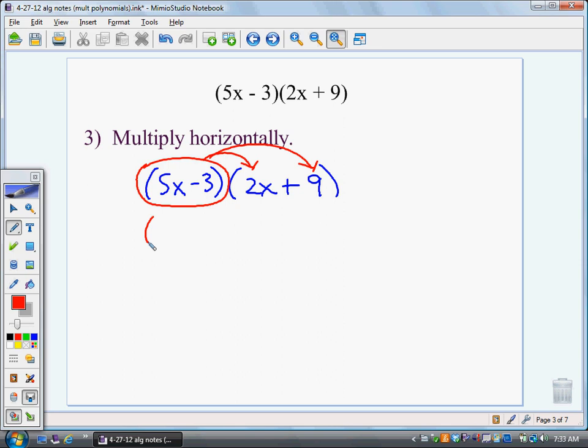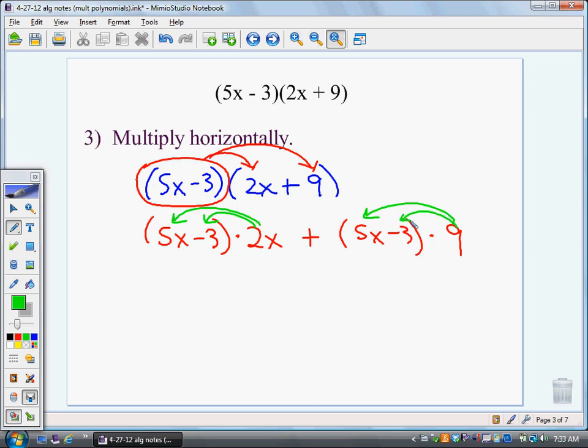So what you have is 5x minus 3, and all of that multiplied by 2x. And I need to put a plus sign here. I'm going to take 5x minus 3 and multiply it by 9. And now after I distribute that binomial, now I have a monomial that needs to be distributed. And so I take this and distribute in both cases.